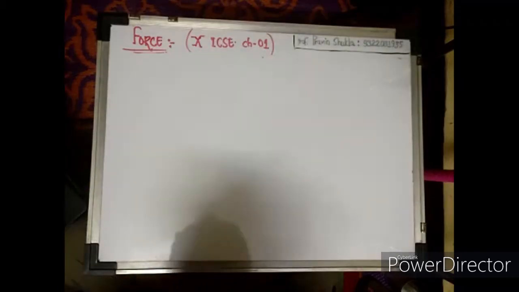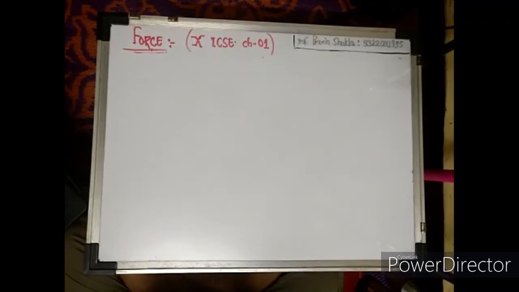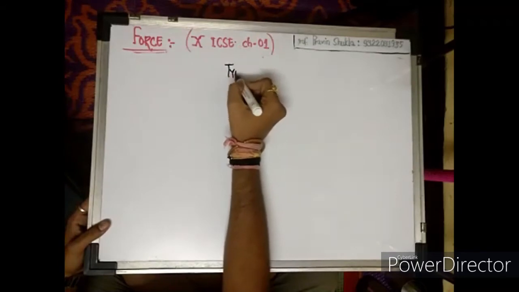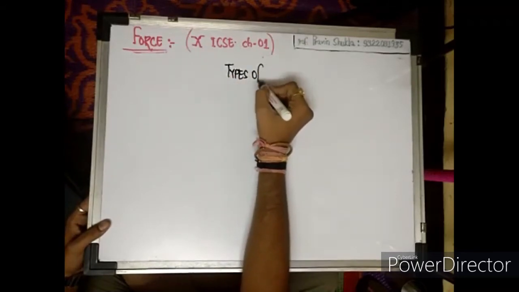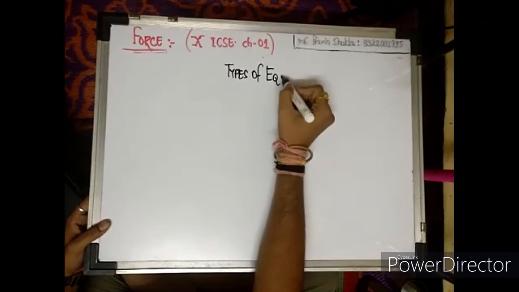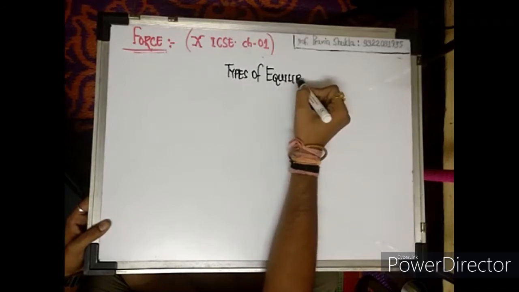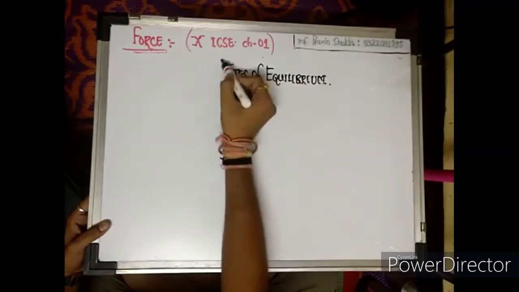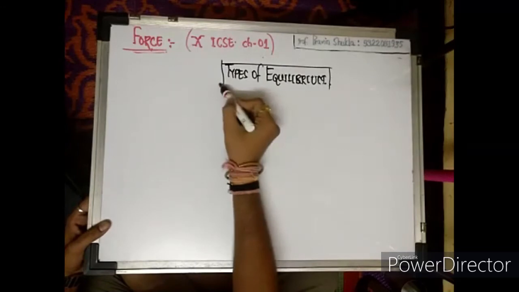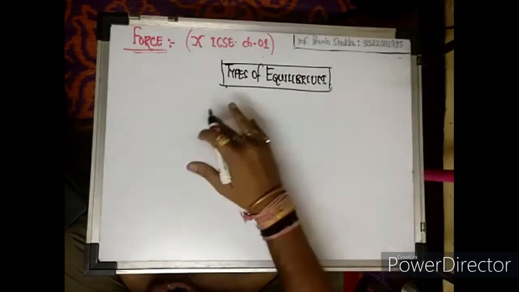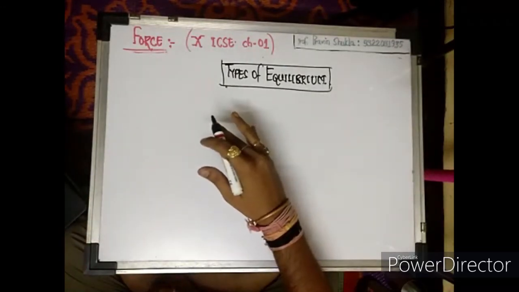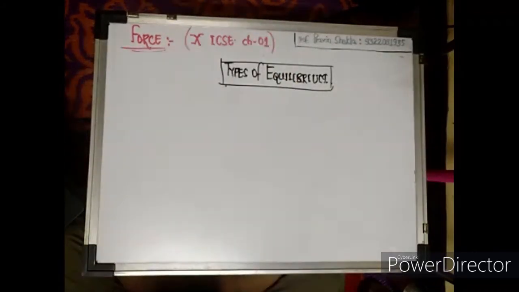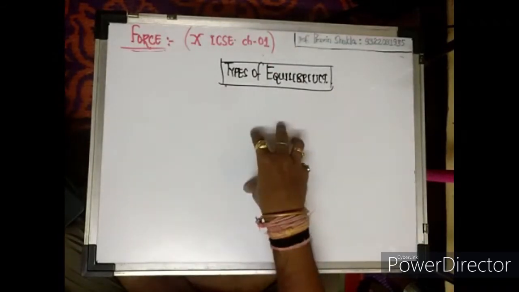Because dynamic can be further classified into two types. We'll discuss. See, when I say types of equilibrium, this is a very interesting concept. So, we all know what equilibrium is. When the net external force acting on an object becomes zero, then we say that the object is in equilibrium, right?